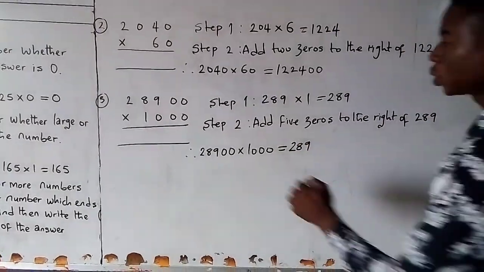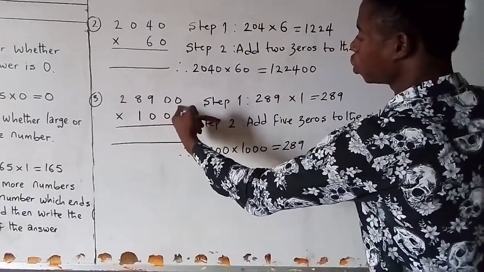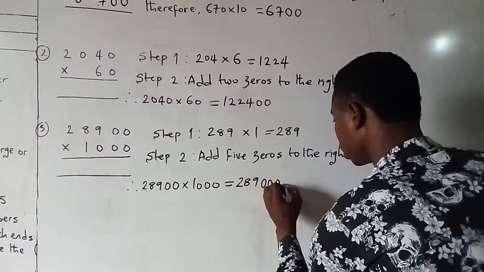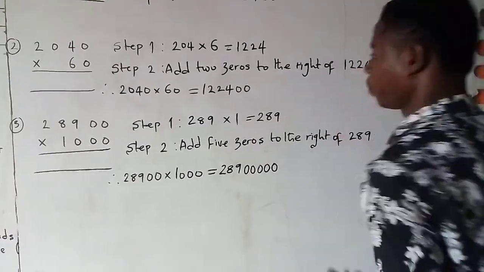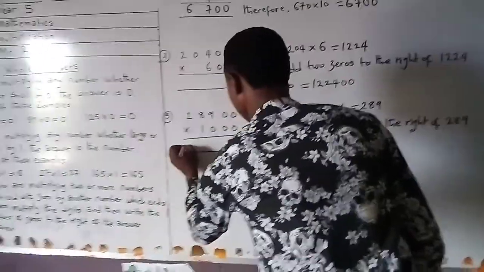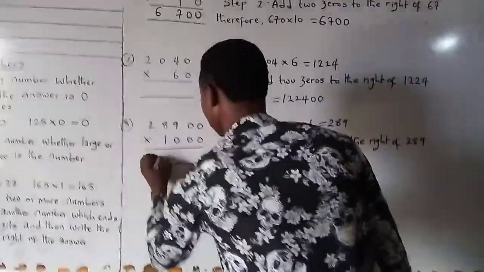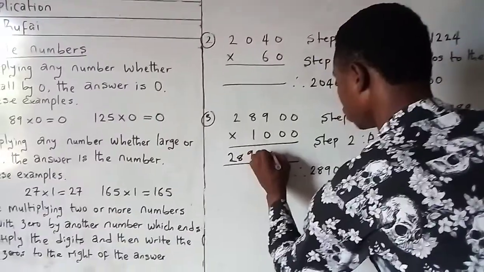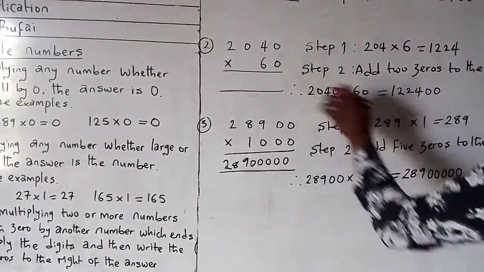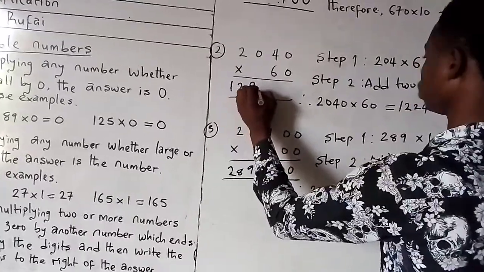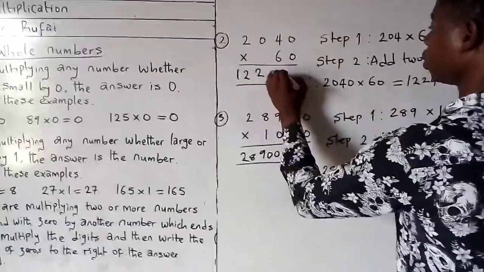So you are going to count the zeros here. 1, 2, 3, 4, 5. So that is our final answer for that. Sorry, so you also put the answer in this box, which is 1, 2, 2, 4, 0, 0.